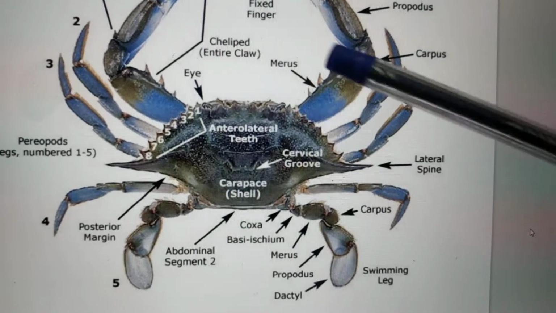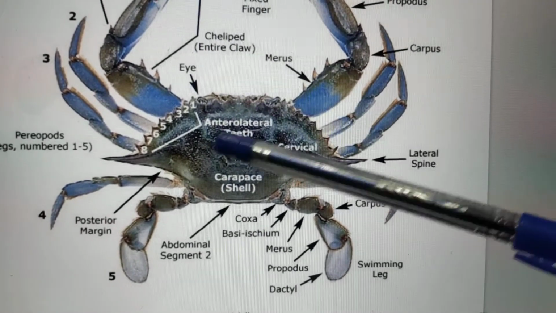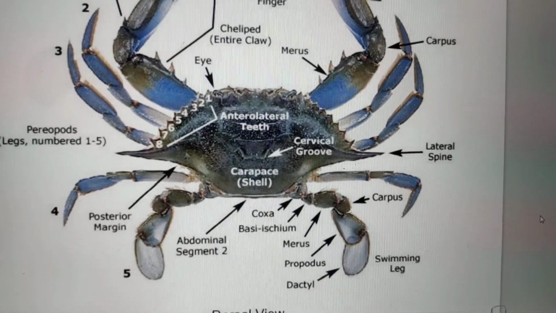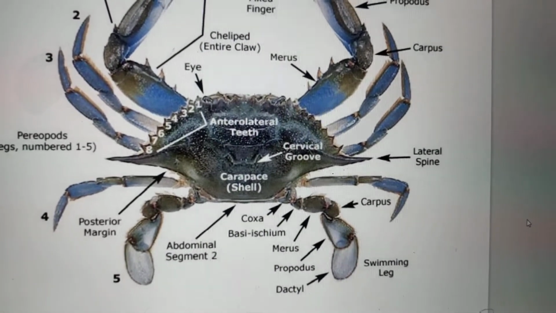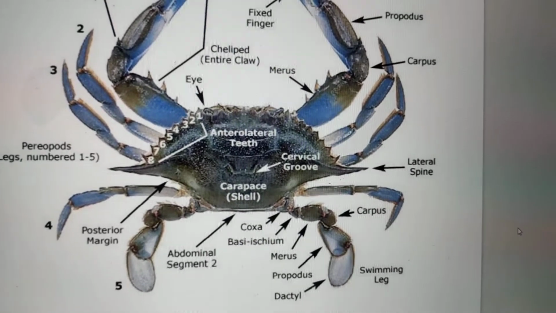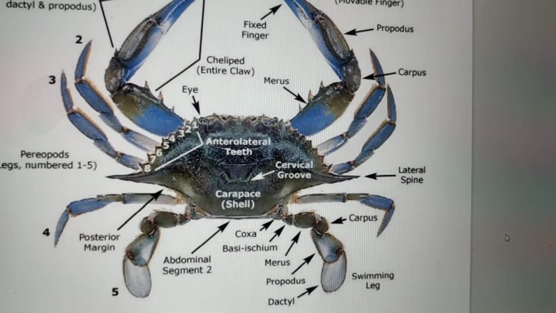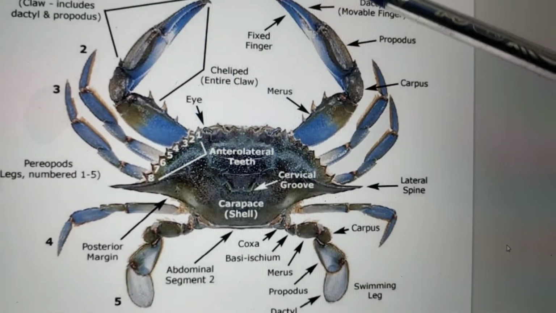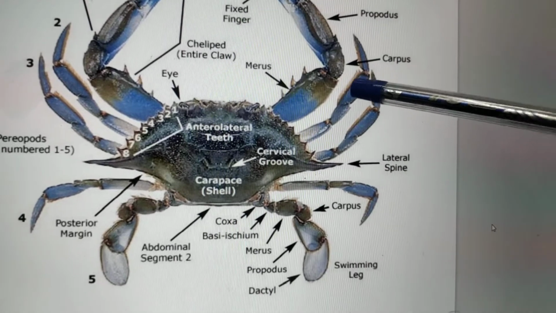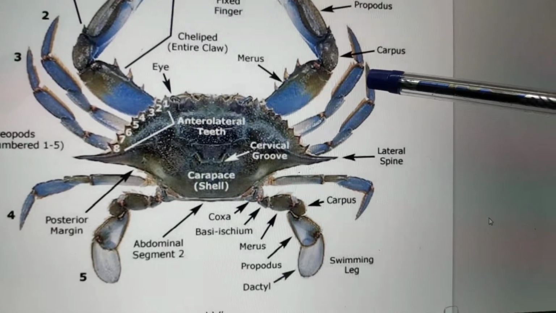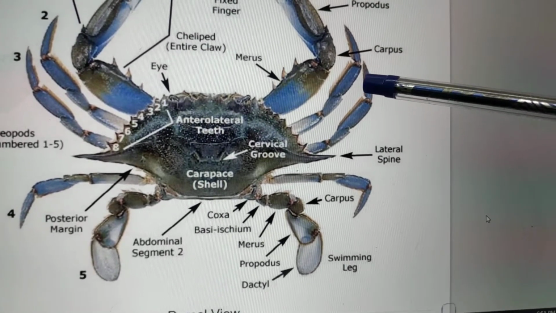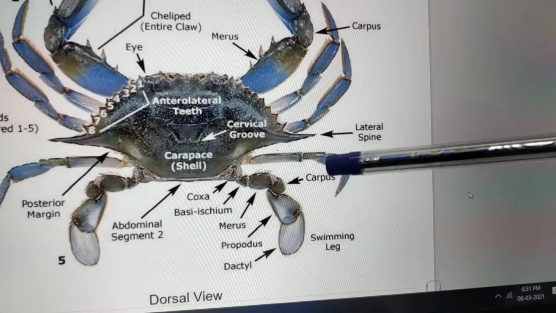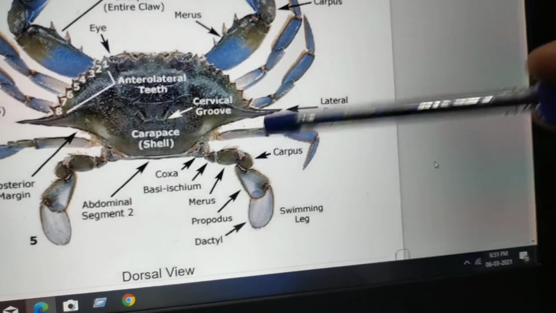And coming to the legs, there are 5 pairs of legs present in crab. That is why it is called decapod. Totally 10 legs. Deca means 10. That is 5 pairs. The first one is modified as cheliped, and then 1, 2, 3. These 3 are called pereiopods, and it is used for walking. This is generally called walking legs, and the last one is called swimming leg.